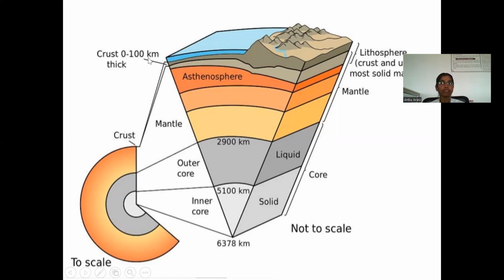The crust thickness is about 0 to 100 kilometers. After the crust, this is called asthenosphere. Then these two together are known as mantle. Okay. Then outer core, about 2900 kilometers. This is called outer core, and 5100 kilometers. This is called inner core. Okay.